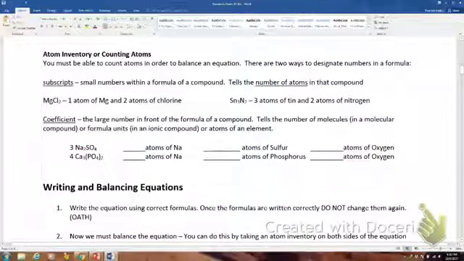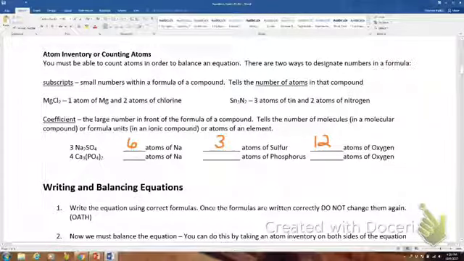In this case, I have 3 sodium sulfates. So the total number of atoms of sodium would be 3 times 2, so it would be 6. The total number of sulfur would be 3 times just 1, so it would be 3. And then the total number of oxygen would be 3 times 4, so 12 of oxygen.